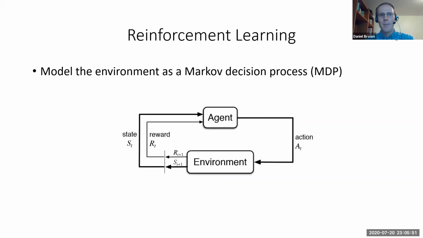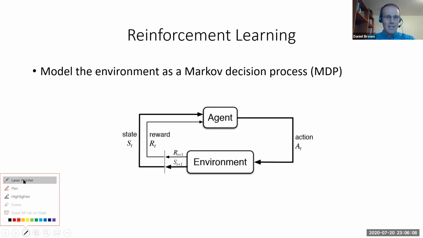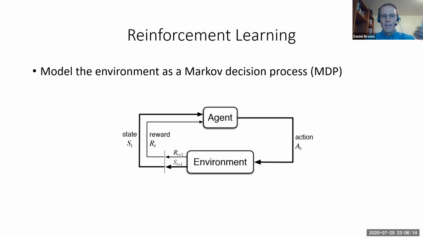And so a lot of this work builds on this idea of reinforcement learning. So I'm going to quickly go over just the basics of that. So in general, in reinforcement learning, we're going to model the environment as this Markov decision process, where we have an agent interacting with the environment, and the agent takes actions, and then that changes the state of the world, and it receives a reward given the state.